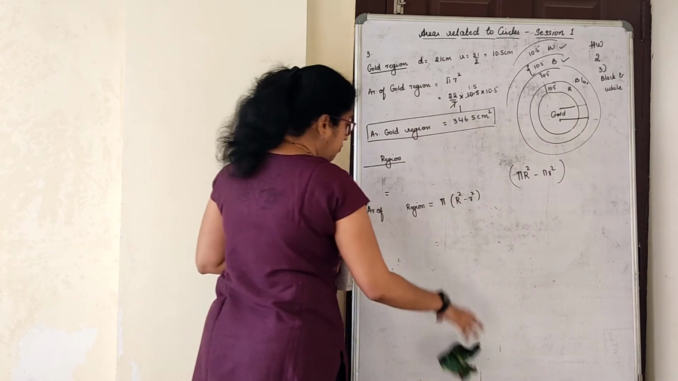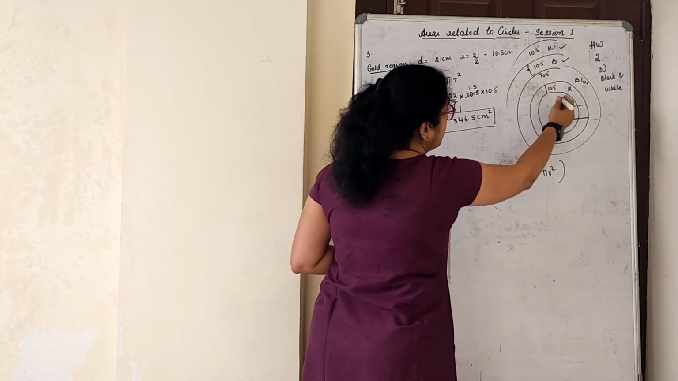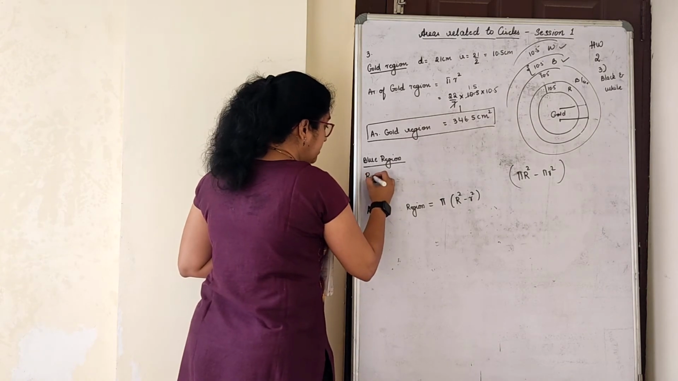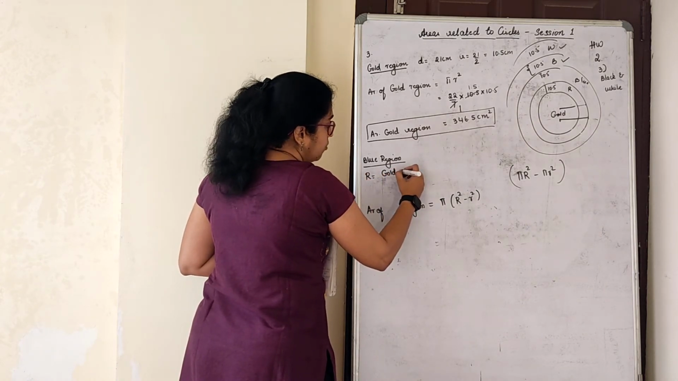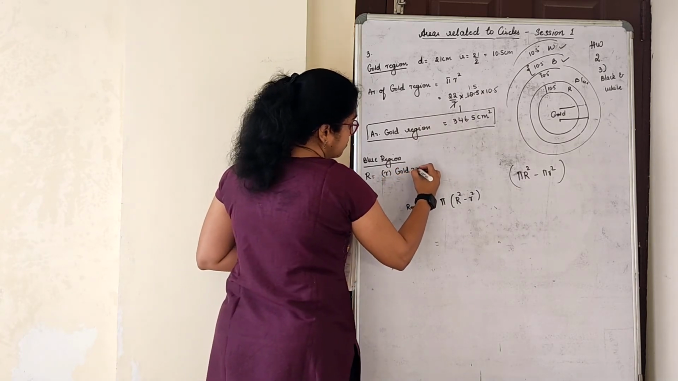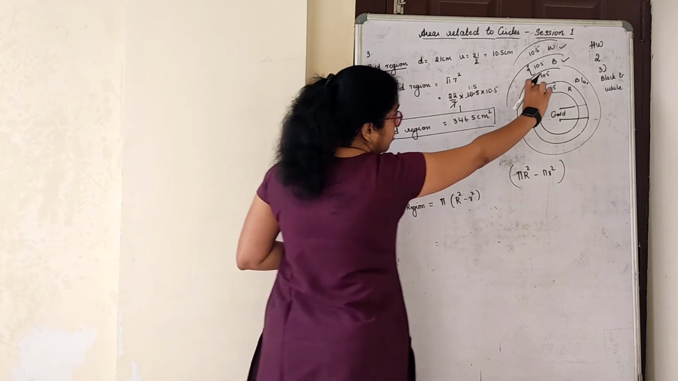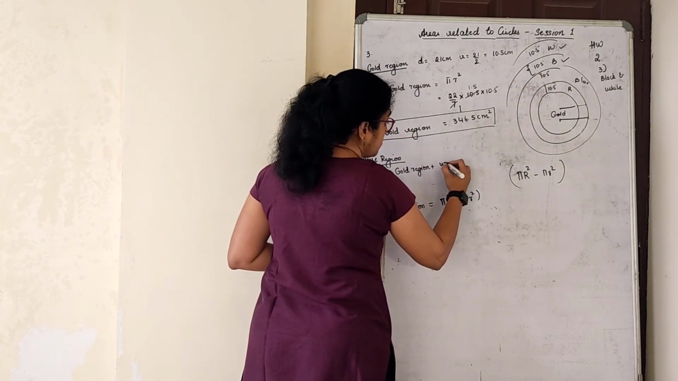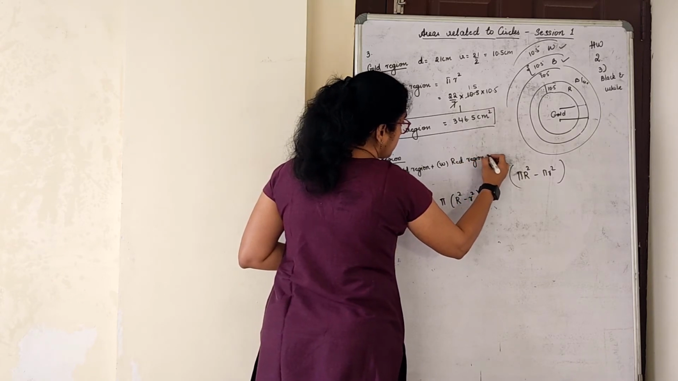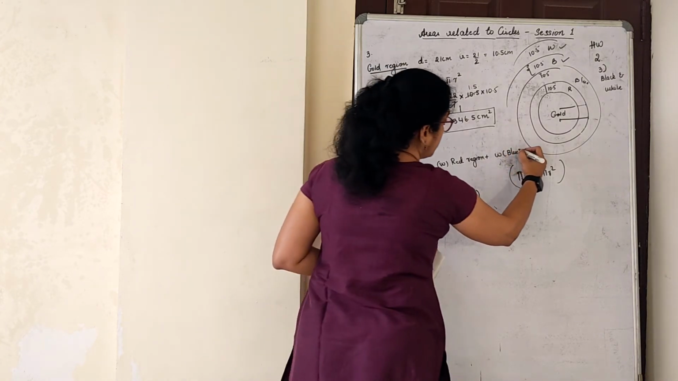Which is the next region now? Blue region. Now if you have to find the blue region, you have to pass it from the gold, red to blue. So radius I will write here as R of gold region plus the width of red region plus the width of blue region. Blue or black it is? Yeah, it is blue region.